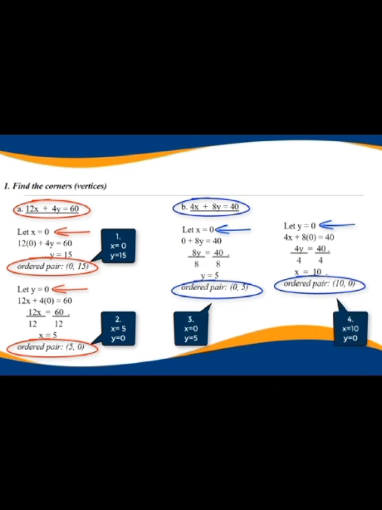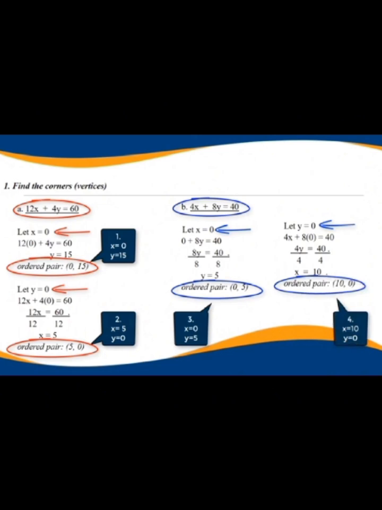A. 12x plus 4y is equal to 60. So let x equal to 0. So it will be 12 open parenthesis 0 close parenthesis plus 4y is equal to 60. Divide: 4y equals 60, 60 divided by 4 is y equal to 15. So we have the ordered pair x equal to 0 and y equal to 15.